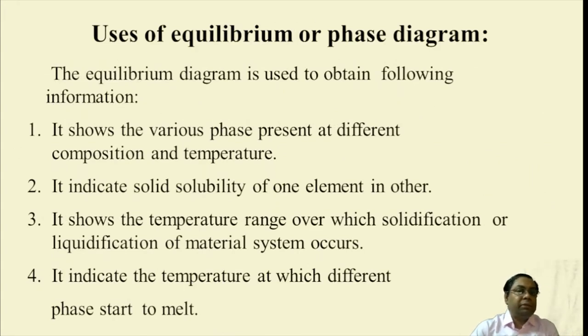Now, the uses of the equilibrium or phase diagram are listed below. It shows the various phases present in different compositions and temperatures. It indicates the solid solubility of one element in another. It shows the temperature range over which solidification or liquefaction of the material system occurs. And the last one, which is very important, it indicates the temperature at which different phases start to melt.